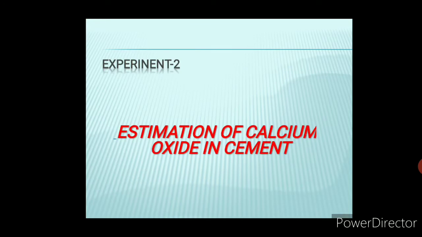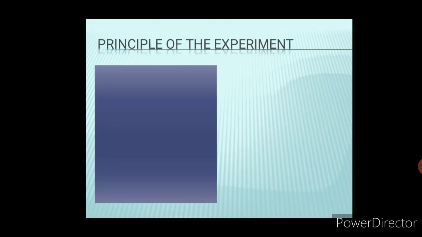Once again, the second experiment is also from Part B, volumetric: estimation of calcium oxide in cement. So this is our second experiment, so let us just begin with it.